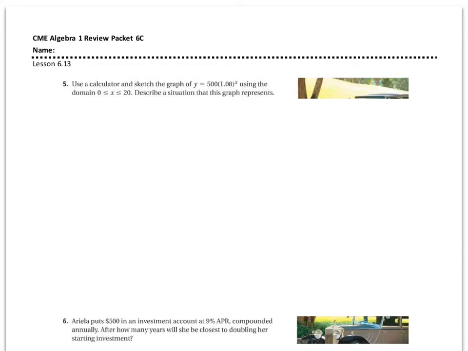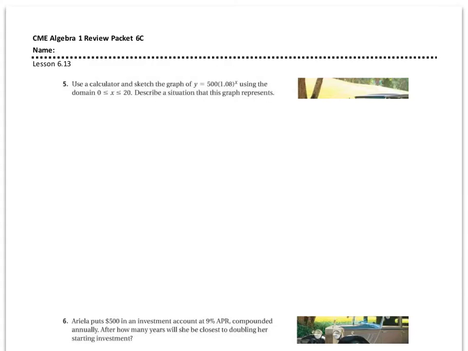This video is to go over lesson 6.13 on review packet 6C. It says use a calculator and sketch the graph of y equals 500 times 1.08 to the x power using the domain between 0 and 20. Describe the situation that this paragraph presents.